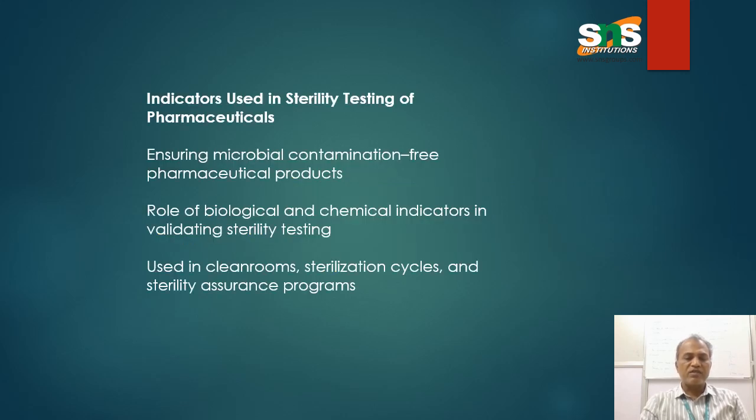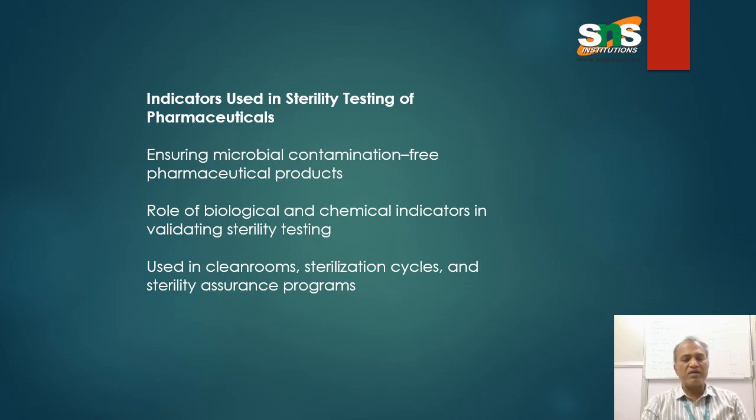Today we are going to discuss the indicators used in sterility testing in pharmaceuticals. So what are the indicators we are going to use for sterility testing in pharmaceuticals? Not only pharmaceuticals, nowadays nutraceutical departments are also using indicators to evaluate sterility testing methods. So what is the purpose of indicators used in sterility testing of pharmaceuticals? The first one is that it ensures a microbial contamination free pharmaceutical product as well as nutraceutical product.